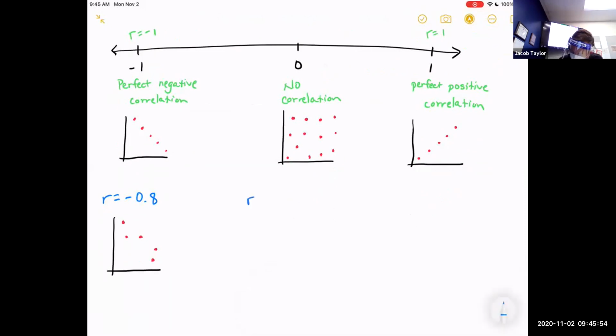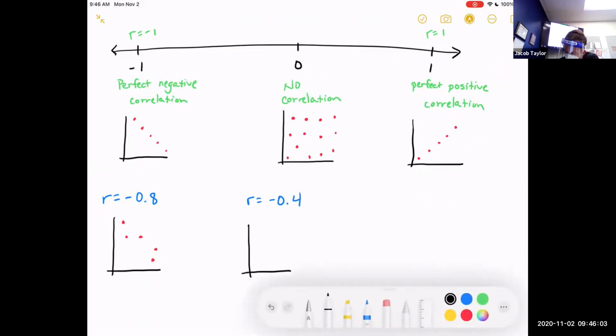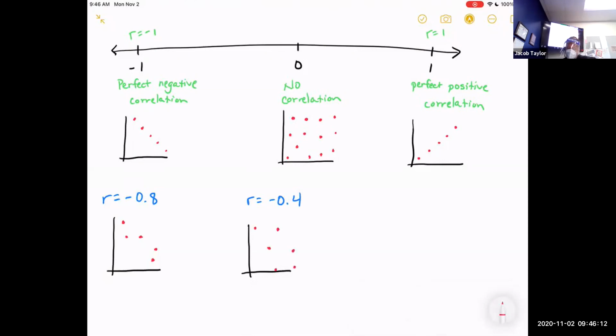If I compared that to r equals negative 0.4, that is also negative, but negative 0.4 is closer to 0 than it is to negative 1. So my data would still be going down, but would be much more spread out like that. You can kind of see that it's going down, but the points are not really super close together. It's more difficult to see. So the closer it is to negative 1 or positive 1, the stronger the correlation is, meaning the more straight the line is. Except for our poor guy 0, no correlation at all.